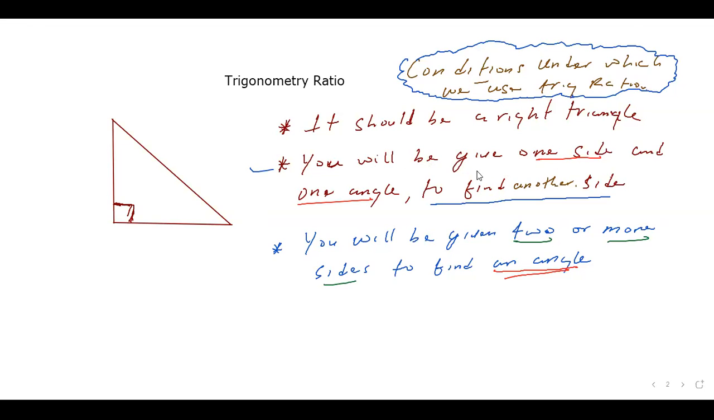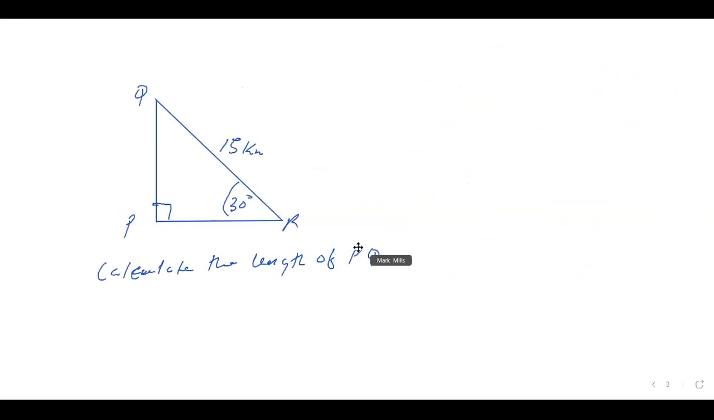So if you are given one side and one angle to find another side, that is the type we are doing right now. We are given one side and one angle, and we have been asked to find another side, which is BQ. So that means we have to use the trig ratio.